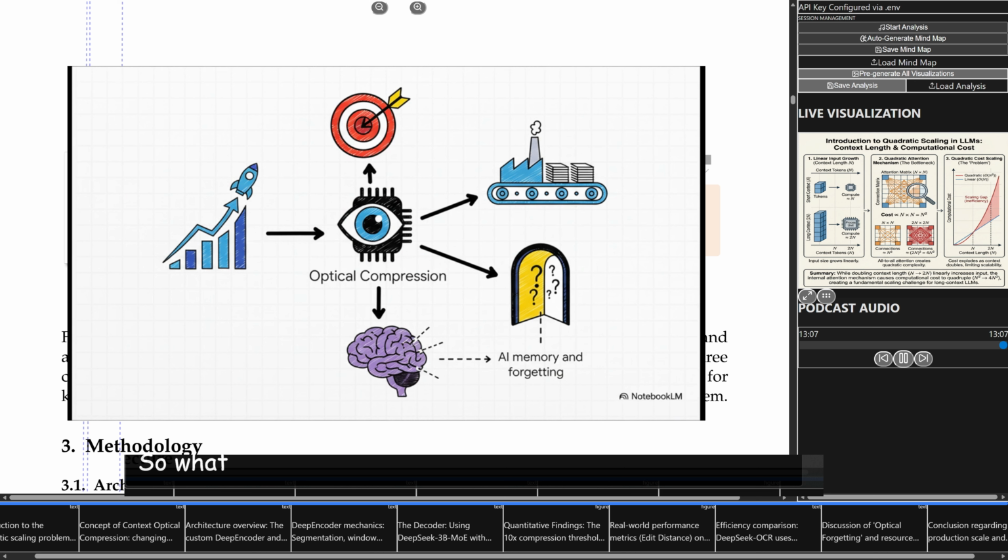So, what are the big takeaways here? First, optical compression is an incredibly elegant and efficient solution to that nasty long context problem. Second, it delivers top-tier performance with just a fraction of the data. And third, it's so scalable you could generate training data for other AIs at a mind-boggling scale. We're talking 33 million pages a day. And maybe the most fascinating piece of all this, it opens up totally new research paths into how AIs might develop long-term memory or even how they might learn to forget.